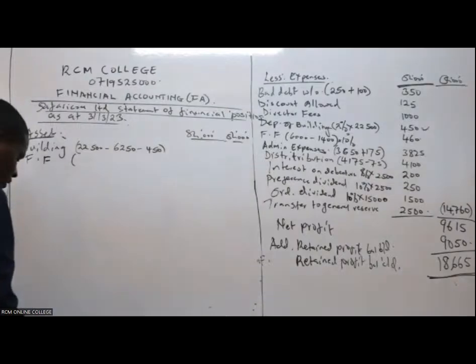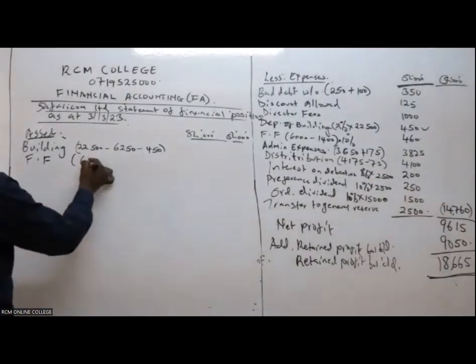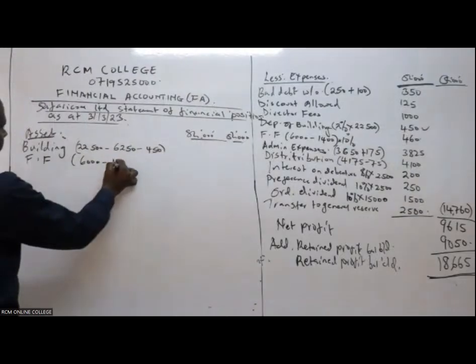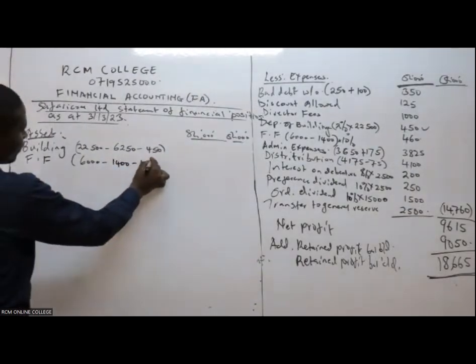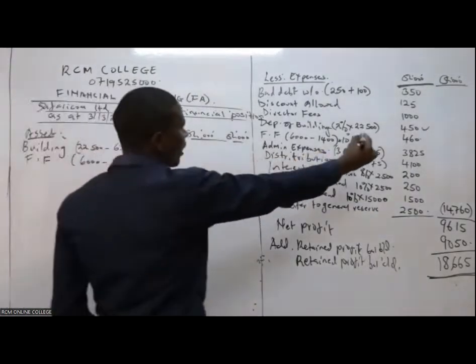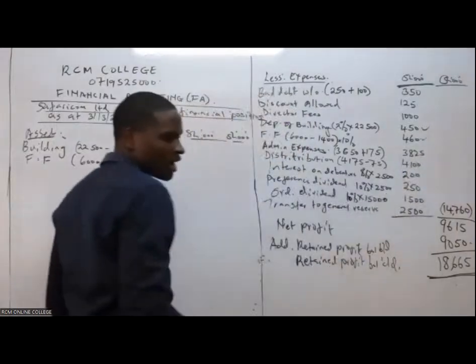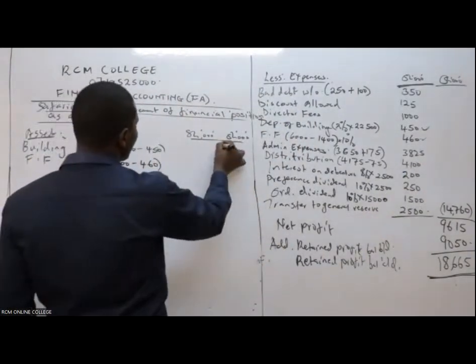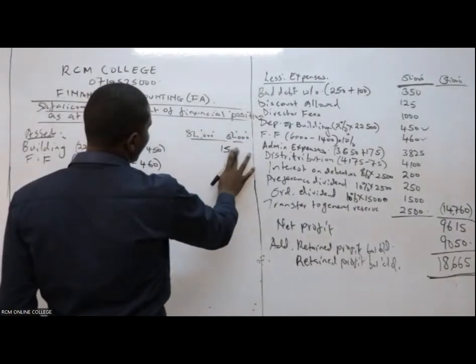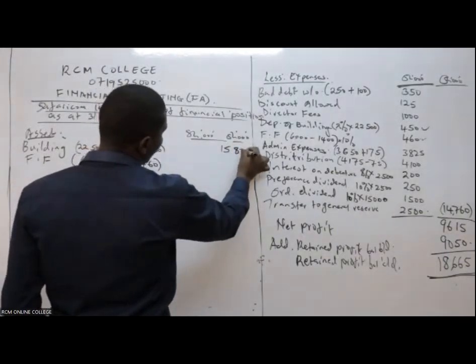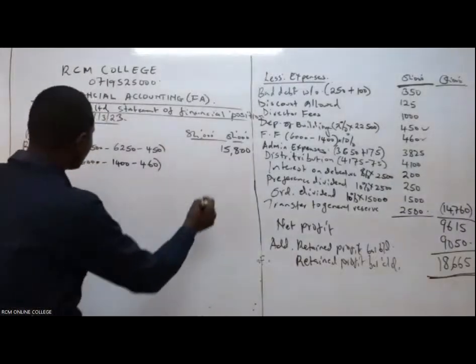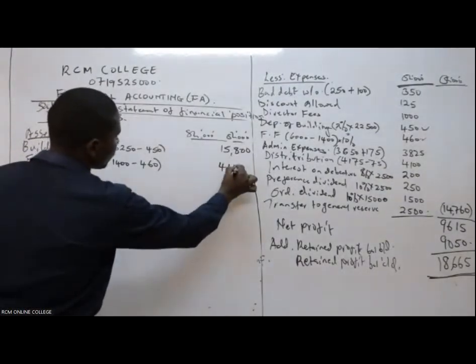Then we go to furniture and fittings. Cost was 6,000. I subtract the accumulated depreciation of 1,400, and then subtract 460, which was the depreciation for the year. I hope you remember. You give me that. Then 15,800, thank you Sharon. Sharon is doing a good job. Then 4,140, thank you.